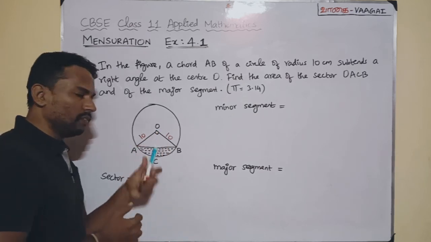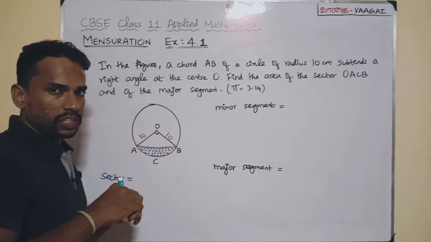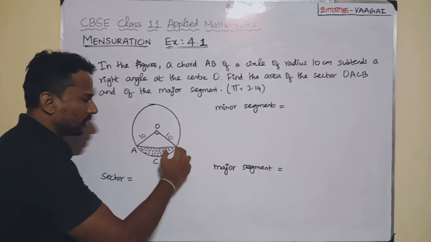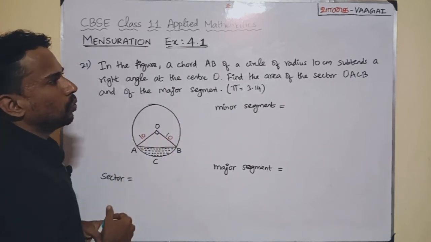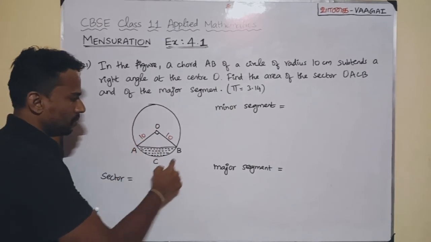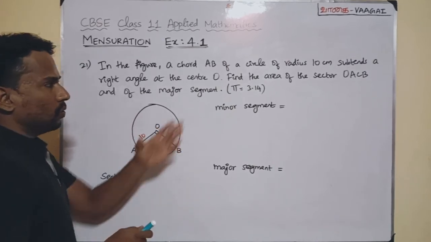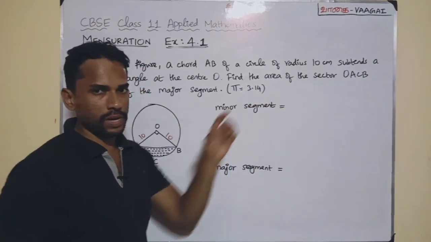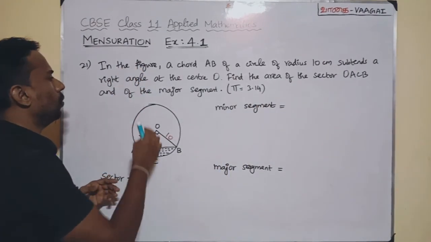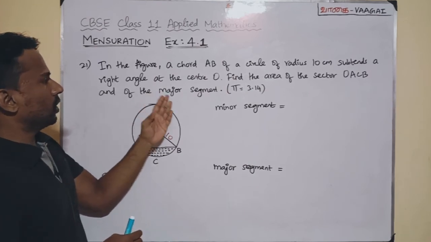That is, this angle will be 90 degrees. So it is very clear that a sector is formed. OABC, a sector is formed, right? So OACB, a sector is formed. Now see here, the question is, find the area of the sector OACB and also that of the major segment.